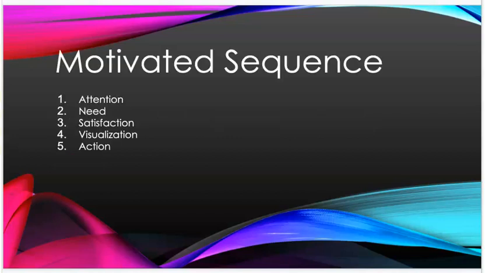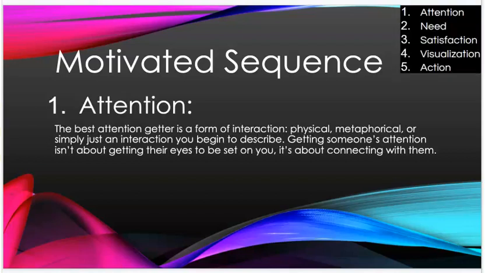Next thing is I'm gonna teach you about the motivated sequence. That is attention, need, satisfaction, visualization, and action. So let's start with this motivated sequence idea. The best attention getter is a form of interaction. Just because you're getting people to actively interact with you means they're on board with you. They're physically doing something with you. They're metaphorically doing something with you. And having an interaction or getting people to be on board with you or all do something with you psychologically puts them on board with you as well.